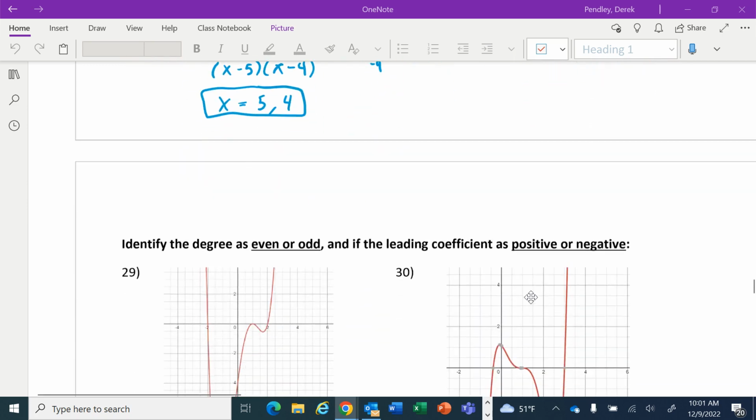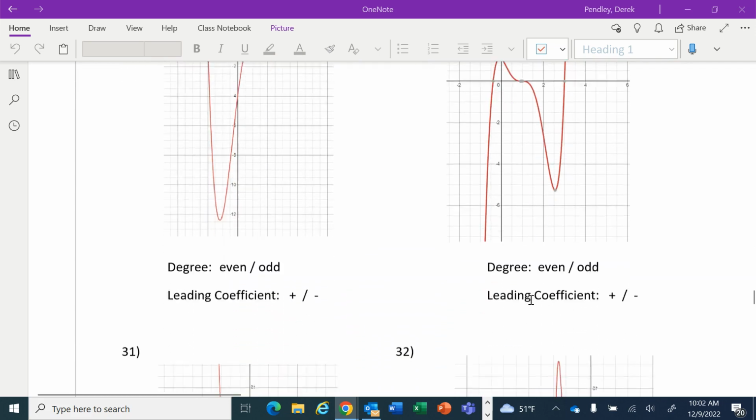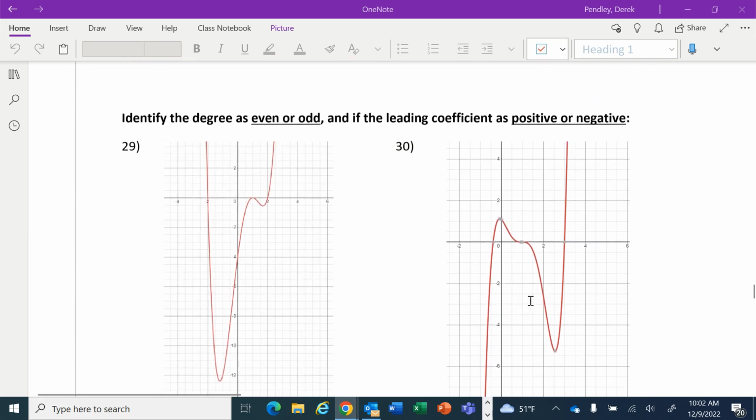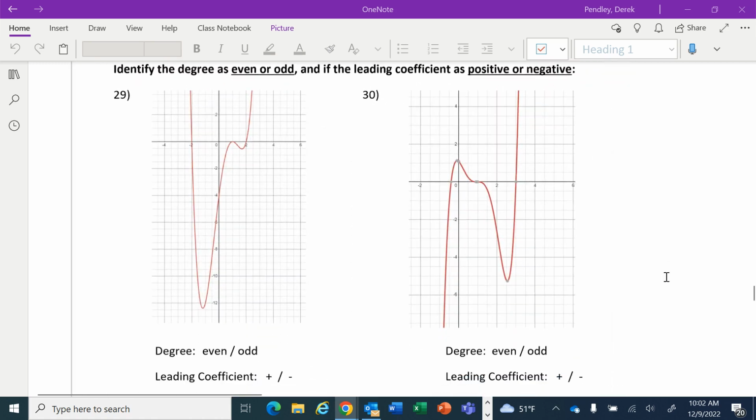All right. Next up, 29, 30, 31, 32 are all very similar. These are just about identifying the graphs. And so you need to remember, these are things you just have to memorize or conceptually understand about the graphs. So even or odd tells you the end behaviors. If it's even, they're going to go in the same direction. If they're odd, they're going to go in the opposite direction. So the first one, they both end up going up on the left and right. So I know that that's going to be even.